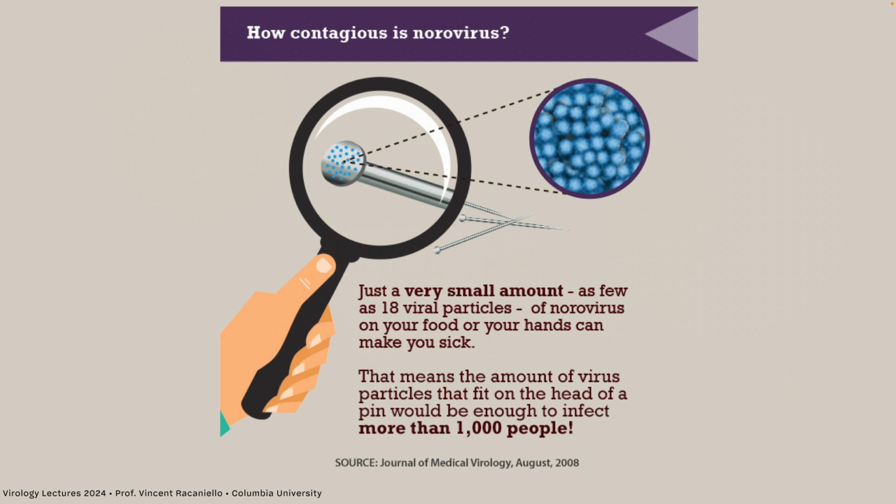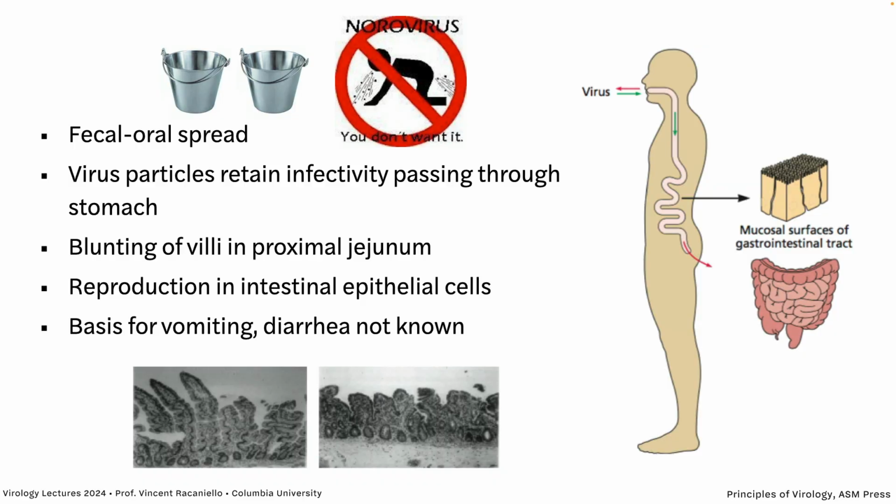But anyway, from those kinds of studies, we know that 18 particles are enough to initiate gastroenteritis. So that means the amount of virus on the head of a pin would be enough to infect over 1,000 people. So that's actually an important piece of information, because then you can figure out how much virus is in fecal material and see how much you actually need to transmit to someone else. So we call this a 2-bucket disease, because you're vomiting and you have diarrhea. You need 2 buckets to contain it. This is a real thing. I'm not making it up. It's a 2-bucket disease. Fecal oral spread.